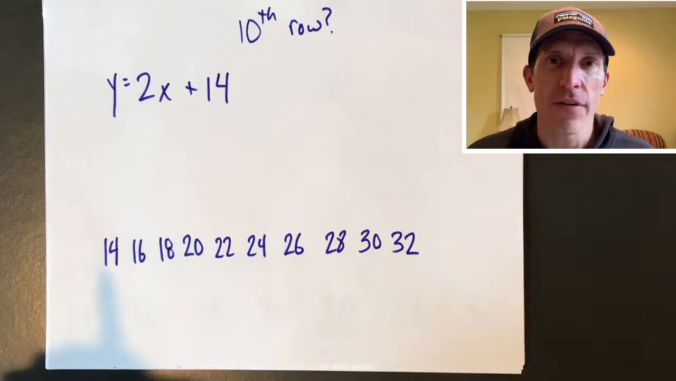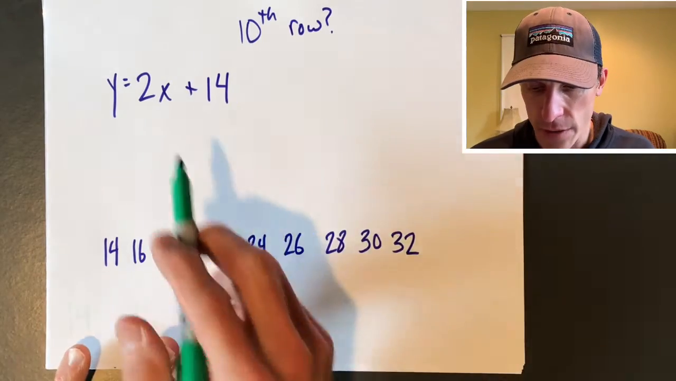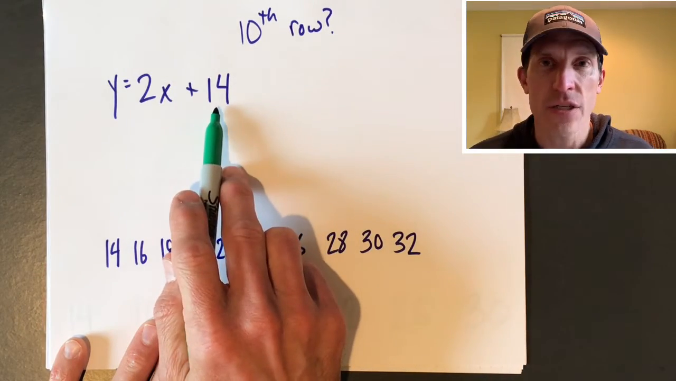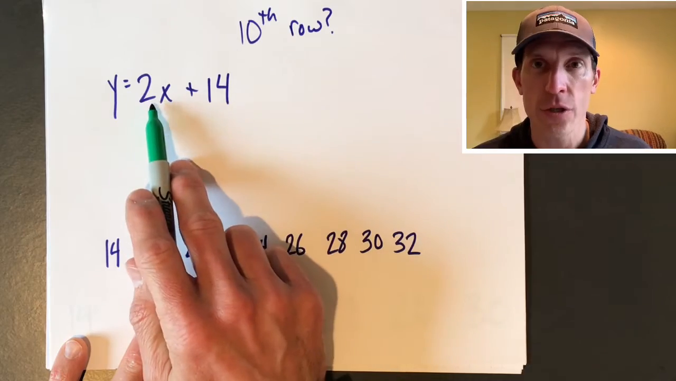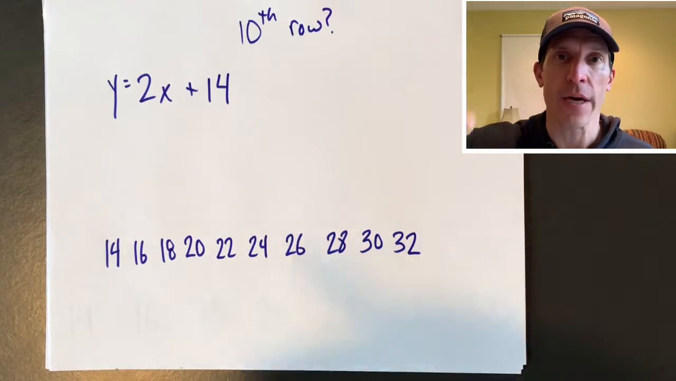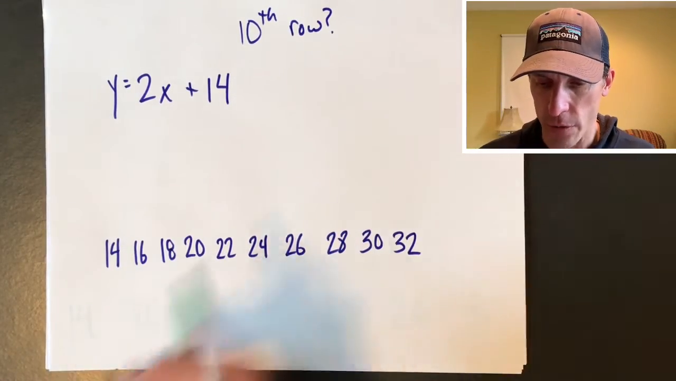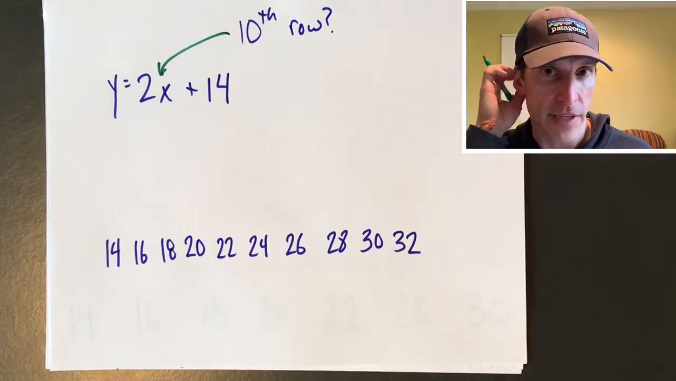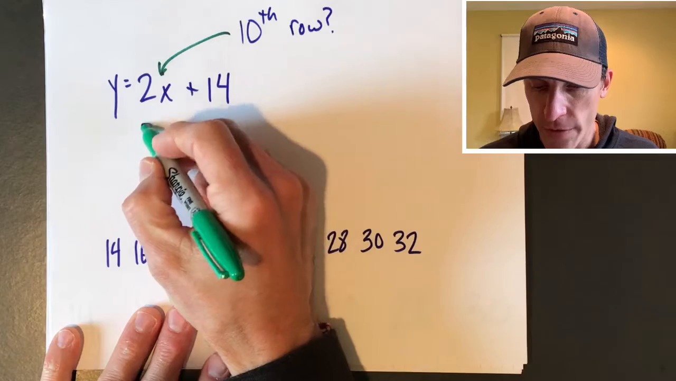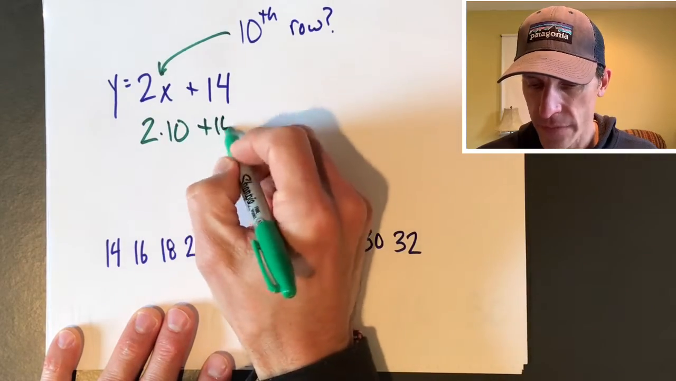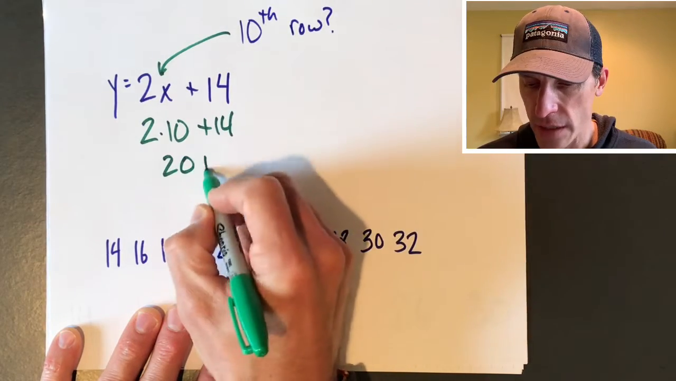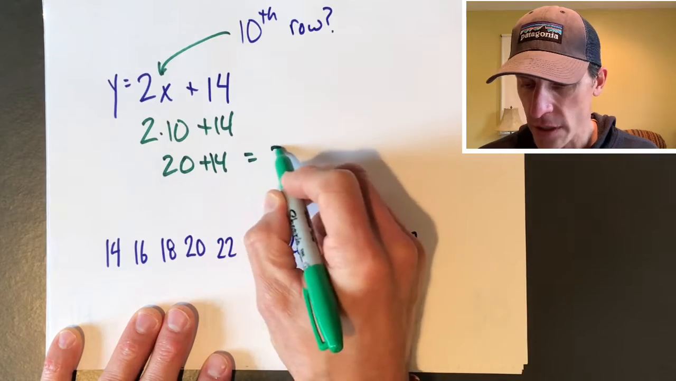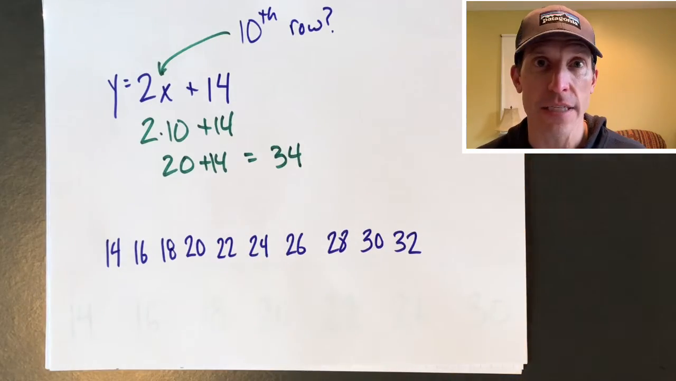On top, I have a typical linear equation. Here's what I see. My seats start at 14 and they go up 2 per. So every time I go back a row, I gain 2 more. So if I put a 10 in the X spot, which is what we would have done every time before today, we would have had 2 times 10. We would have had 20 plus 14. And that would give us 34 seats in the 10th row.